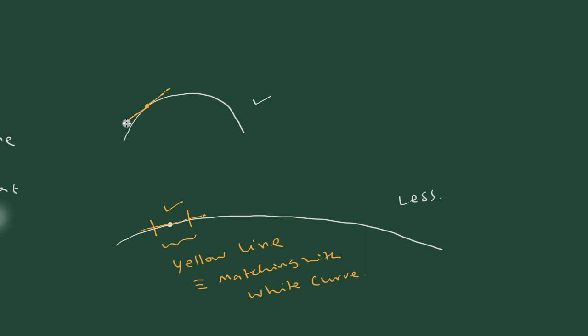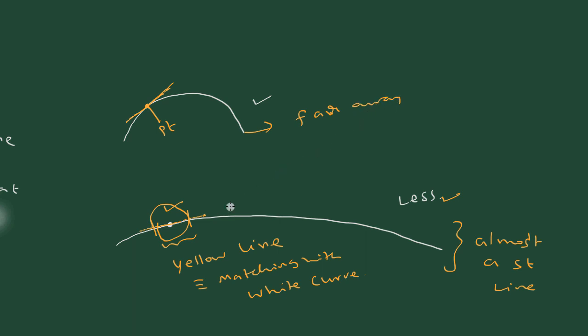So if you draw a tangent like this, it won't match with the white curve. The white curve and yellow curve will be touching only at this particular point, whereas it will touch in the entire region like this. So this is possible when the less curvature is there. This is almost a straight line. Therefore this happens, whereas this is far away from a straight line. Far away means the curvature is quite high.